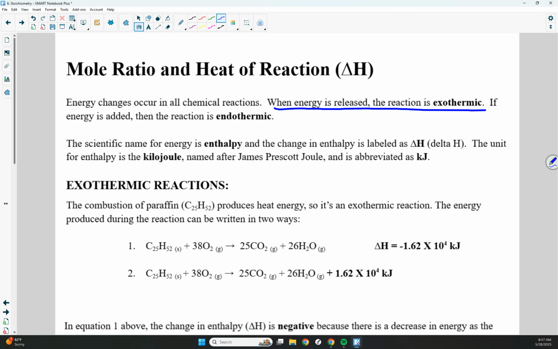Endothermic is the exact opposite. Just think endo sounds like in. So this is when energy is going into the chemical equation, when energy is required to make a chemical reaction happen. An example of this would be photosynthesis. Plants absorb energy from the sun and use that energy to synthesize sugars. So energy is going into the plant.